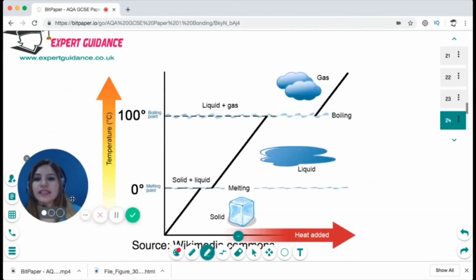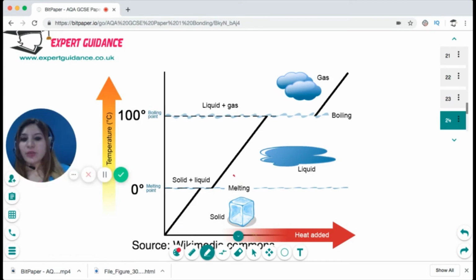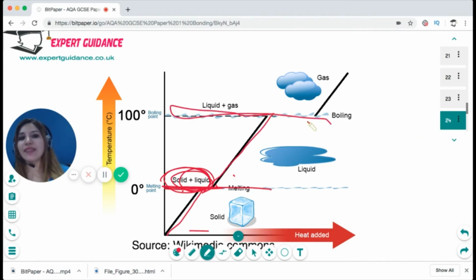Okay, now this is the curve that shows that whenever you increase the heat, the solid temperature rises, and at the melting point, the temperature remains the same until all the solid converts into a liquid. Then when the change of state is complete, the temperature increases, then the liquid converts into a gas, and at the boiling point the temperature remains the same until all the liquid converts into a gas, and then at boiling it converts into a vapor.